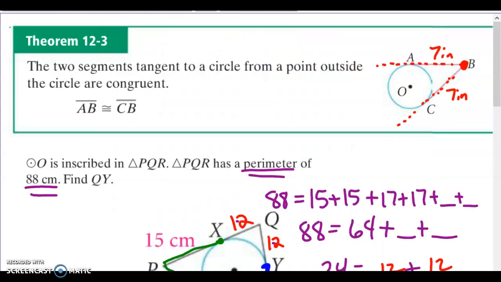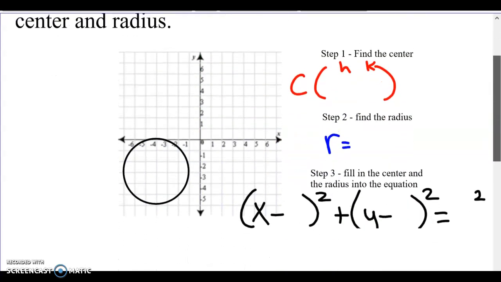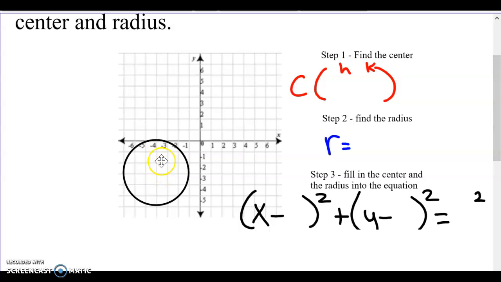Let's see. Anything else here that we need to cover? Oh, one more here. So this one, I just find the center of my circle. The center of my circle is down here. So that would be -4, -3. And I go ahead and plug that in here. And then I just count. So the radius would be 3. So the radius here would be 3 squared.